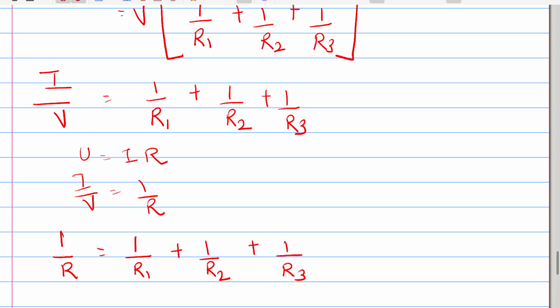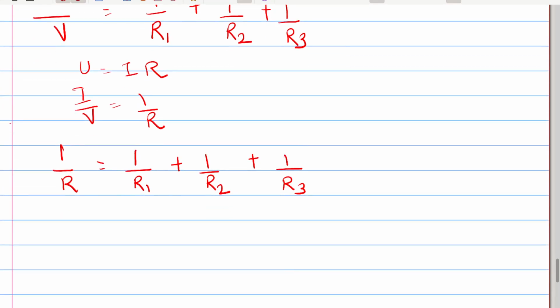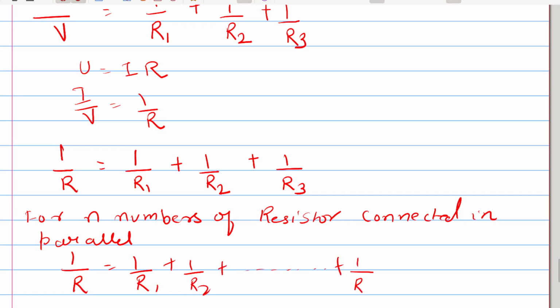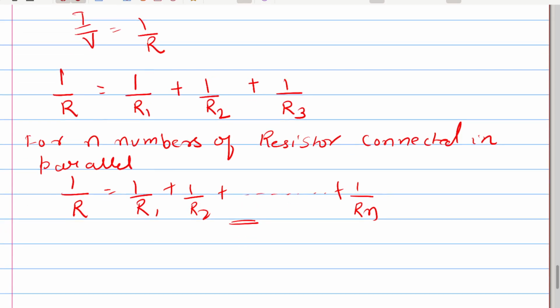So for n numbers of resistor connected in parallel, we have equation 1 upon R equals to 1 upon R1 plus 1 upon R2 plus up to 1 upon Rn.